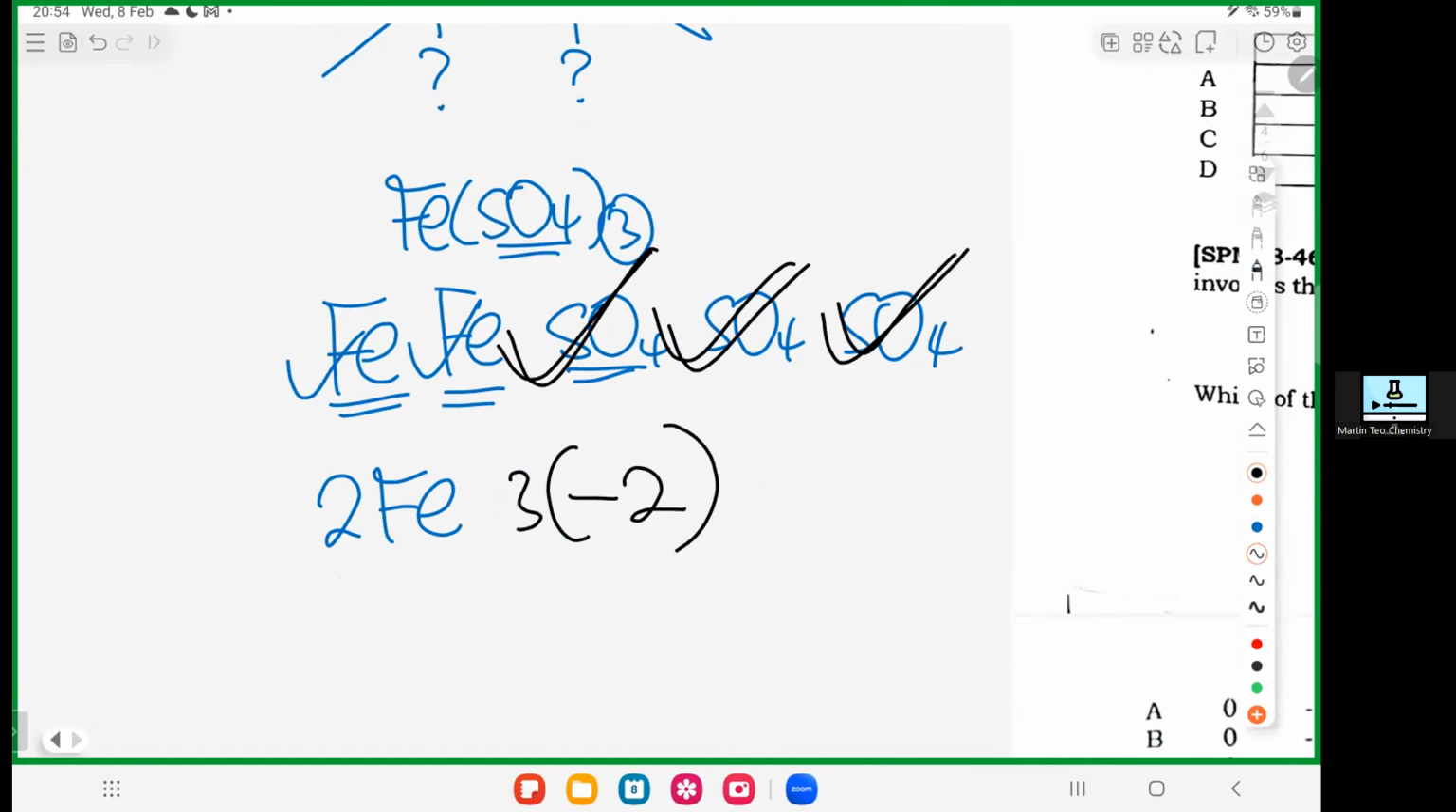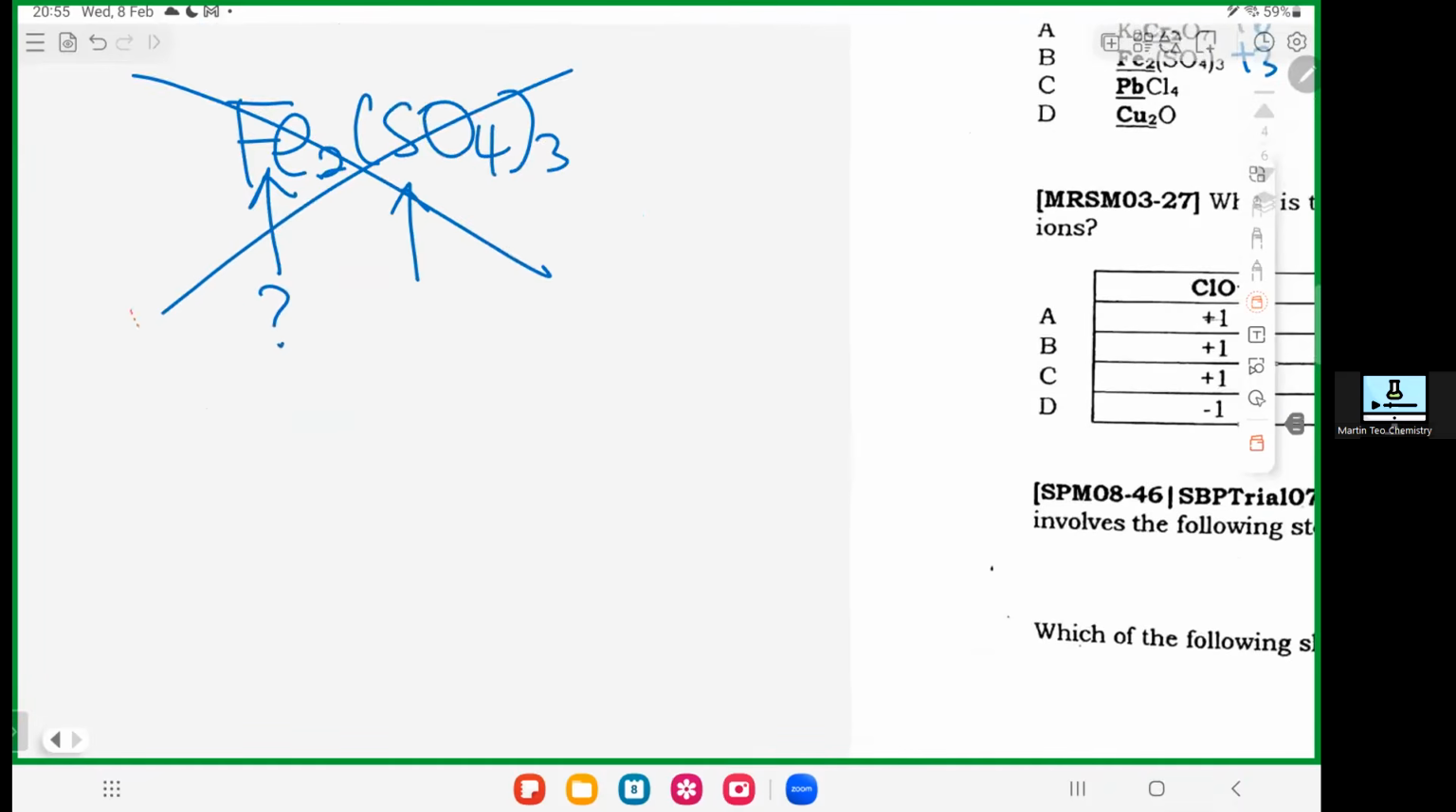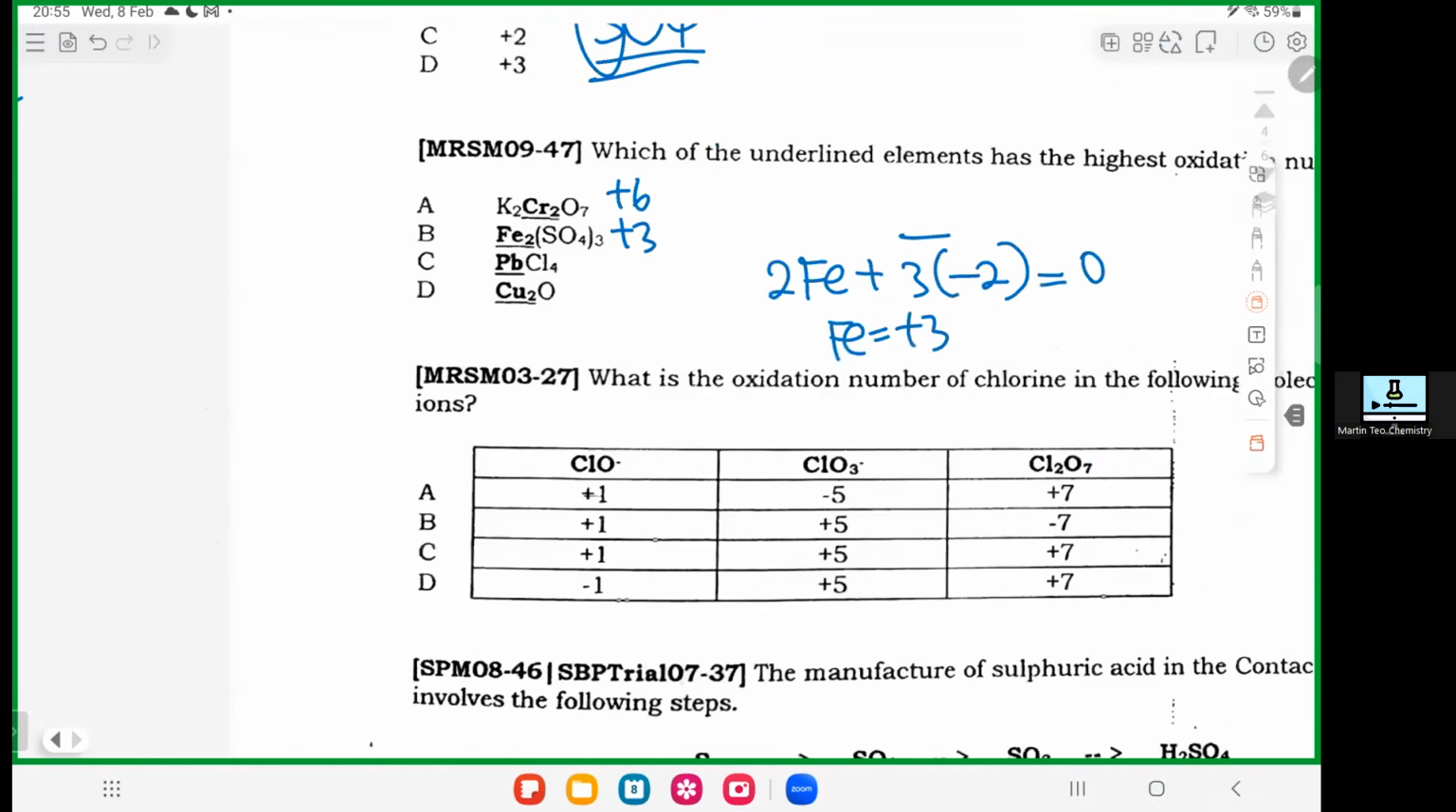Are you okay with this? Okay, so you add everything together. After you add everything together, you must equal to how many? 0. Okay, that's it. So solve it, settle. All right, so that's how it works.